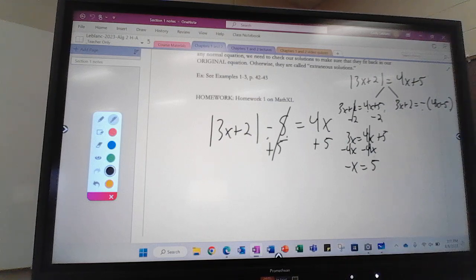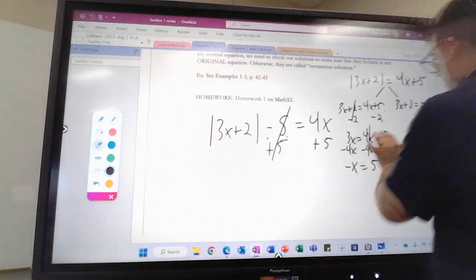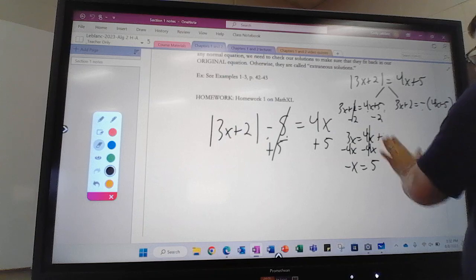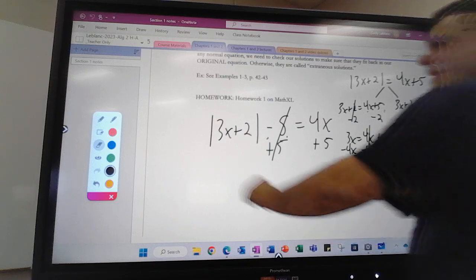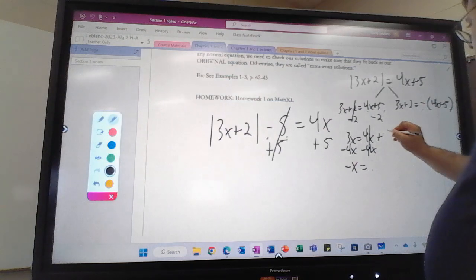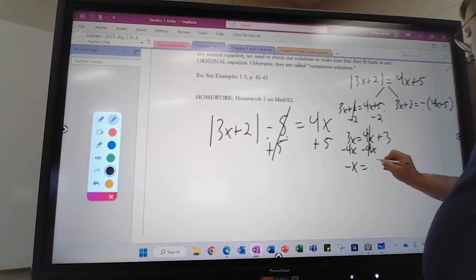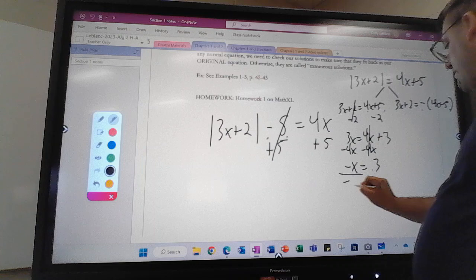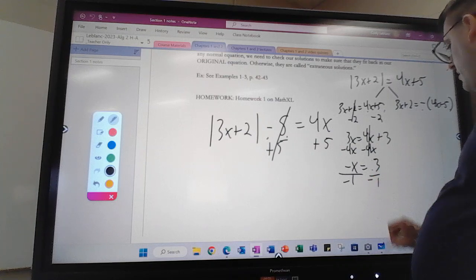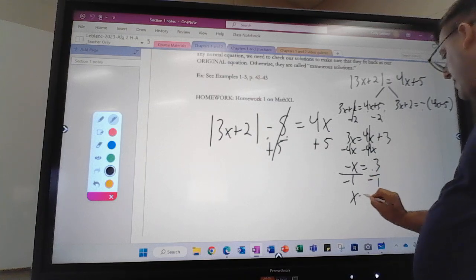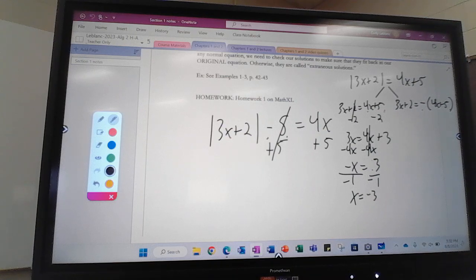I want x, not negative x. So I am going to, let's see. Oh, I'm sorry. I made a mistake here. This should be a 3. There we go. I forgot to actually do the subtraction. 4x plus 3. So negative x is equal to positive 3. I'm going to divide both sides by negative 1. And positive over a negative is a negative. So I got x equals negative 3.